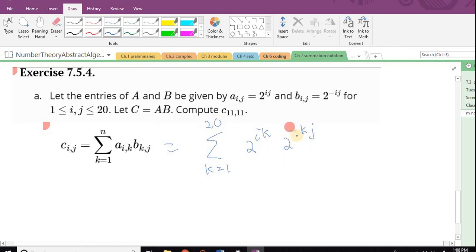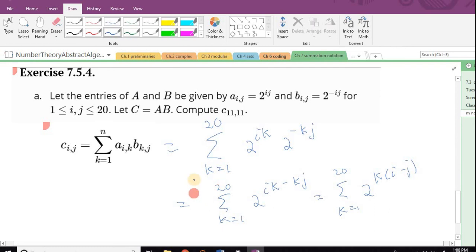All right, so now it's just a question of algebra. How am I going to simplify this? You can make it 2 to the ik minus ki kj. Oh, yeah, you can do that. So that's equal to the sum k equals 1 to 20. Now, can I simplify this? Yeah, you can do 2 to the k times i minus j.